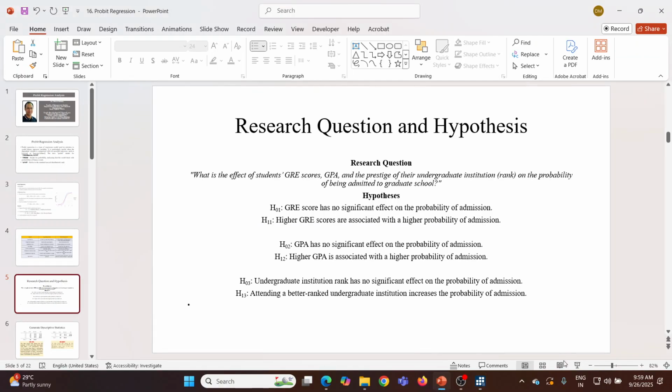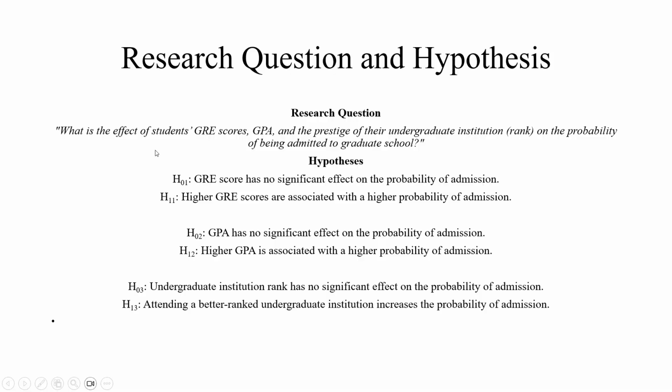Now, what is our research question? What is the effect of students' GRE scores, GPA, and the prestige of their undergraduate institution, which is indicated by the rank, on the probability of being admitted to the graduate school?